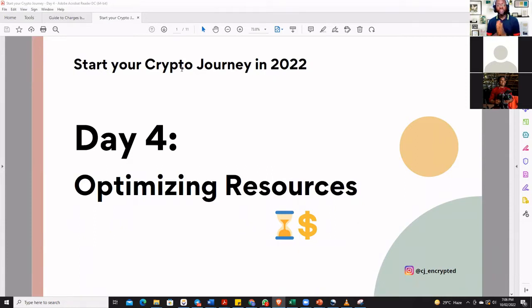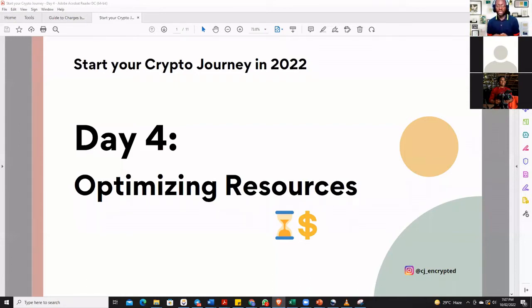Today, we're going to look at optimizing resources. And you can tell the 2 resources I'm referring to. It's time and money, right? No one on the call has an unlimited supply of time and money. So if you're thinking about starting your journey in digital currencies, you do need to understand the best way to optimize the resources that you have.